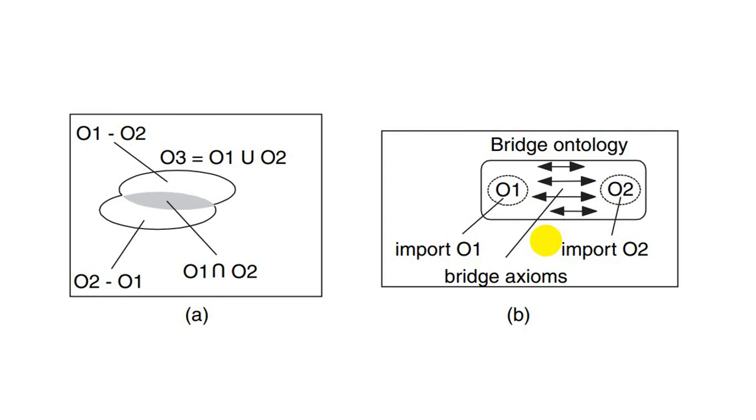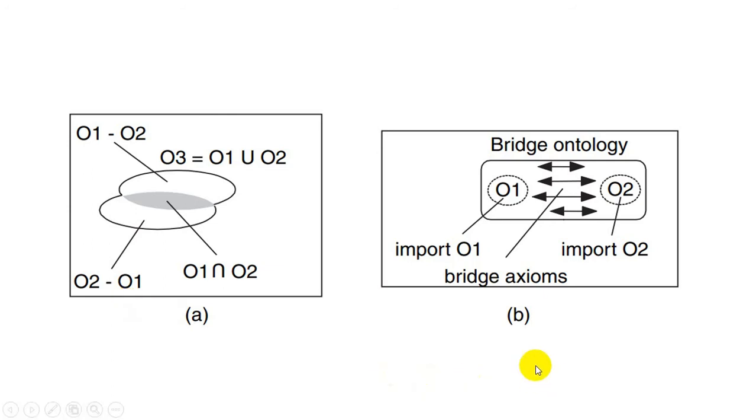So ontology merging is the creation of a new ontology from two possibly overlapping source ontologies. There are two approaches in the process of merging. In the first approach, the input of the merging process is a collection of ontologies, and the outcome is a new merged ontology which captures the original ontologies.